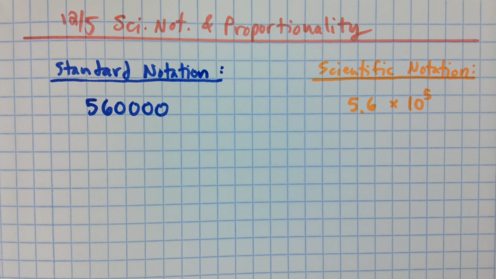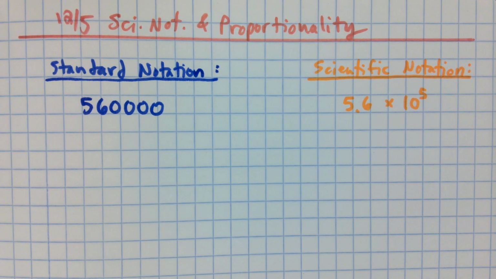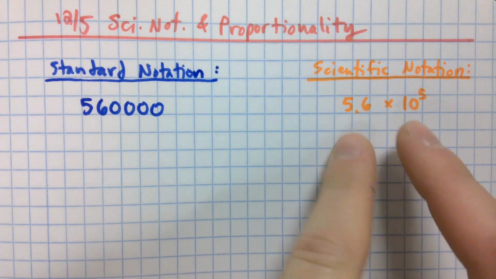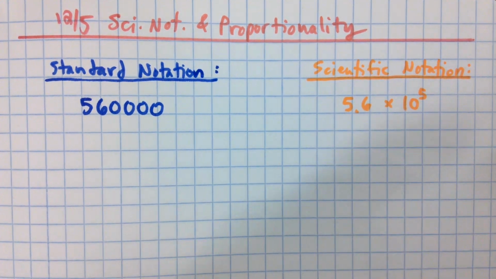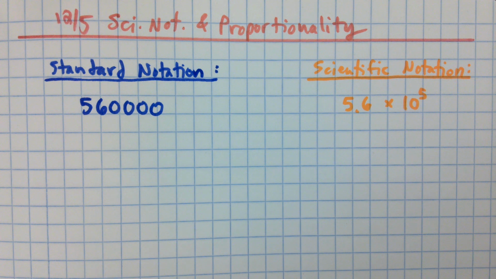And as we talked about, I think we had a Desmos activity we did, talking about how big the sun is, how small blood cells are. Those are some real world applications for when we would use scientific notation. Things that are super, super, super large or super, super, super small.